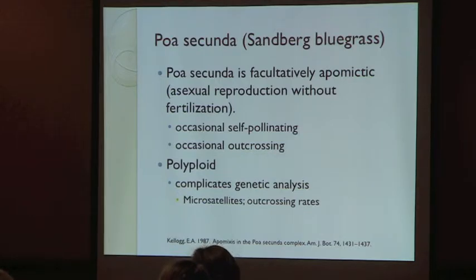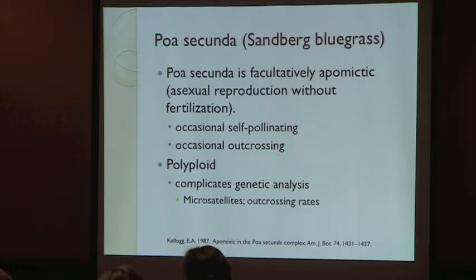Poa secunda is also quite interesting from a genetic standpoint. It's facultatively apomictic, which means that it reproduces most of the time asexually. And so the offspring, in most cases, are going to be genetically identical to the parent. But that's not always the case. It's known to occasionally outcross, and once in a while self-pollinating, and then probably even more occasionally outcrossing occurs in the species.